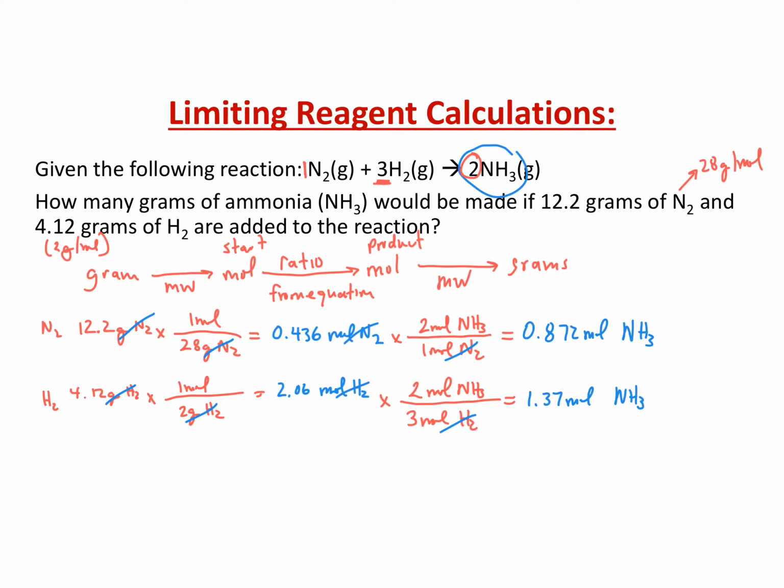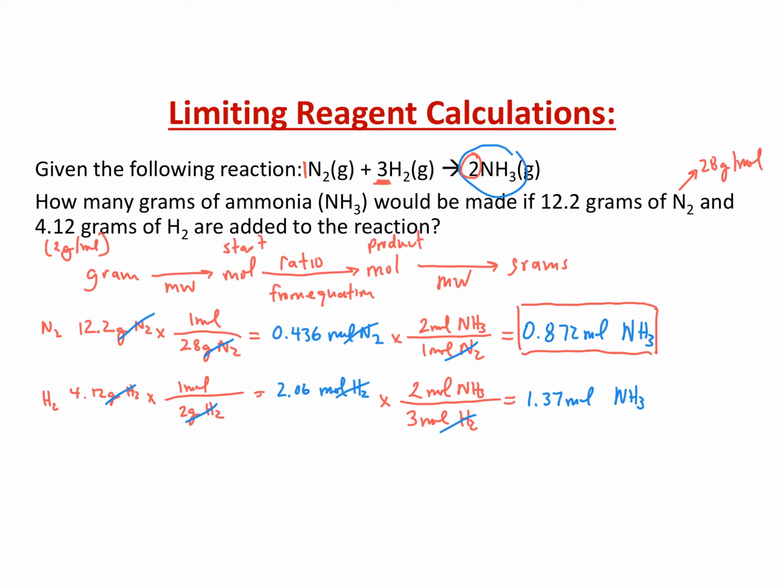Now I can compare those two values. Now those are in equal units. They're both in moles of ammonia. And now I can see that nitrogen is limiting this reaction. If I take a look, when all the nitrogen is gone, I would make 0.872 moles of ammonia. When all the hydrogen is consumed, I would make 1.37 moles of ammonia. So clearly the nitrogen is the limiting reagent, because that, when used completely, results in the smallest amount of product. That's limiting, right? That limits how much I can make in this reaction.